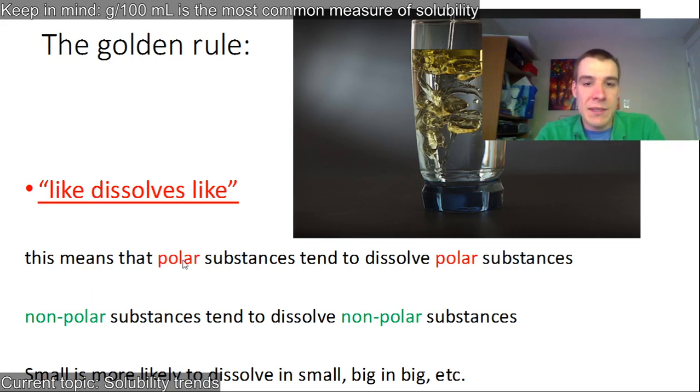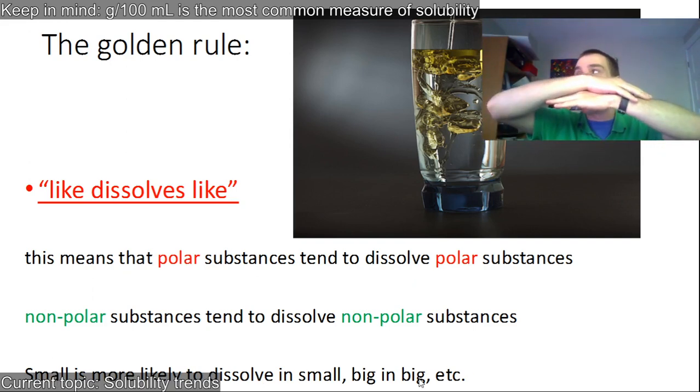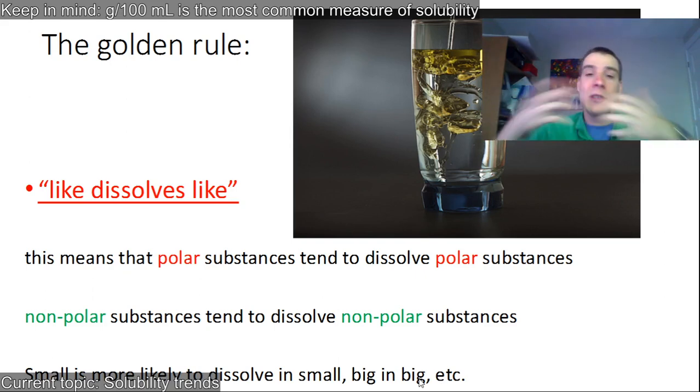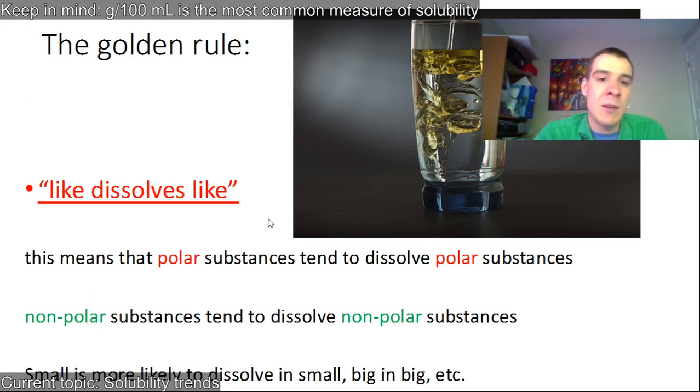So polar substances dissolve polar substances. Nonpolar dissolves nonpolar. Small is more likely to dissolve in small because it can be surrounded. Big is more likely to dissolve in big because they can just kind of lie next to each other if they're long chains. So yeah, small and polar will dissolve small and polar. Big and nonpolar will dissolve big and nonpolar.